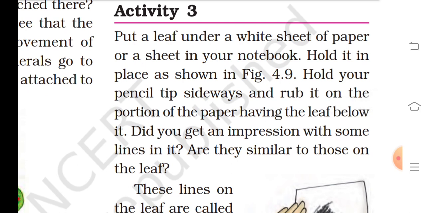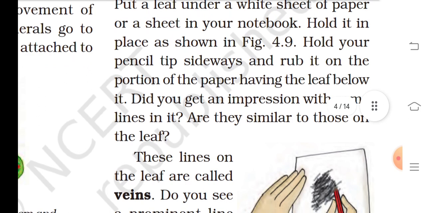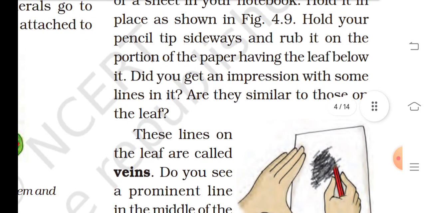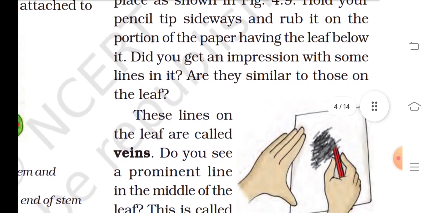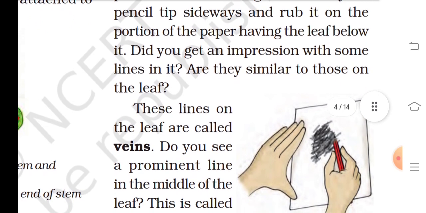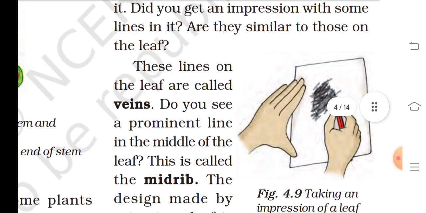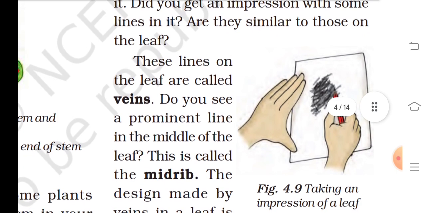Now hold it in place as shown in figure 4.9. Hold your pencil tip sideways and rub it on the portions of the paper having the leaf below. Did you get an impression with some lines in it? Are they similar to those on the leaf?